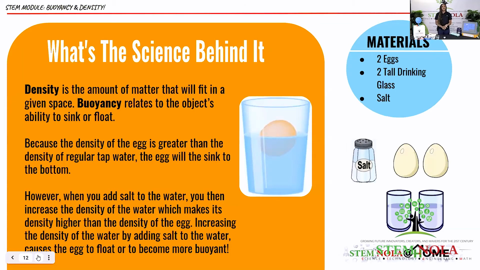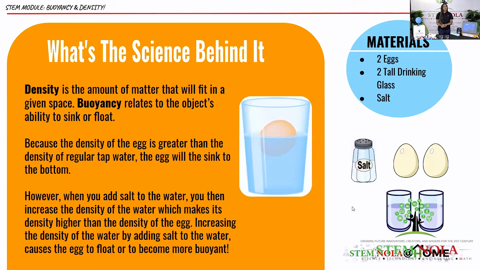All right, so the materials that you'll need for the floating egg are two eggs, two tall drinking glasses, and salt. And you'll also need water. So fill your two cups up with water. I filled mine up about 3/4 of the way, just like this. So while you get your materials, I'm gonna read the science behind it.